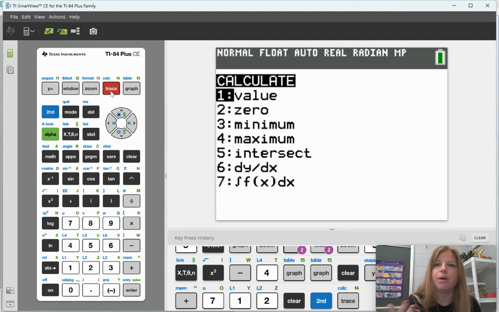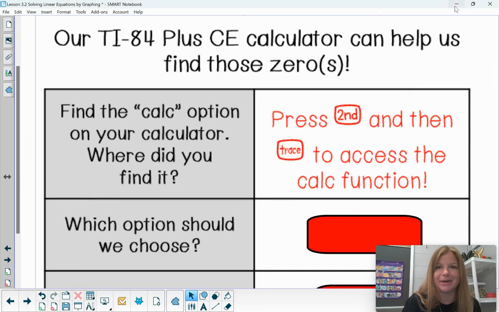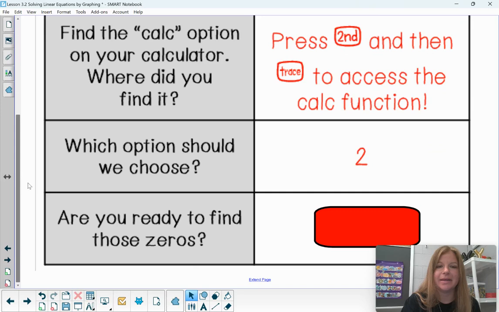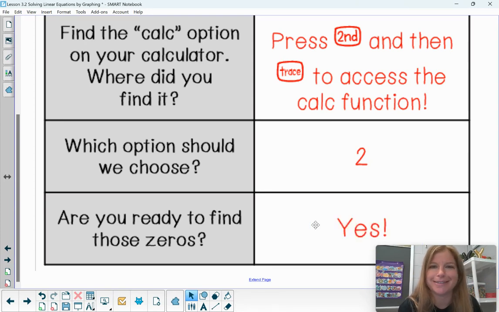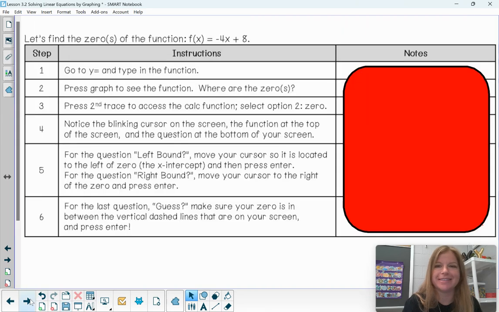Now today we're talking about how to find the zero. What option on our screen right now shows us how to find the zero? You see it, right? It's just simply the second option. I can either use my down arrow to access that option, or I could press the number 2, and it's going to give me that option, and I'm going to be able to calculate my zero that way. Are you ready to find those zeros? Are we ready to actually graph some functions and see where those zeros are? Obviously the answer is yes. All right, so let's take a look.